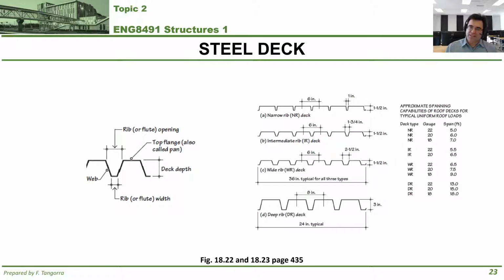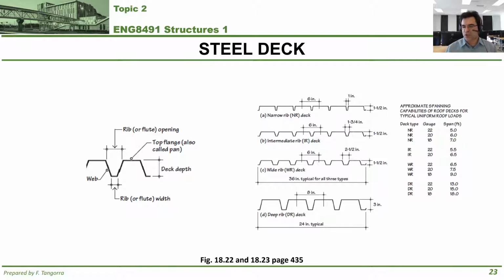The shape of your decks can vary, and I should also say that typically deck sheets are made by cold forming. So unlike hot rolling, which you've reviewed a few slides ago, cold forming is where you get a sheet of metal and you actually bend it cold to give it the shape.